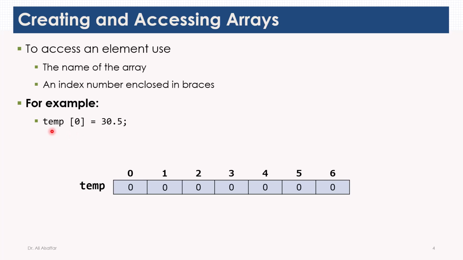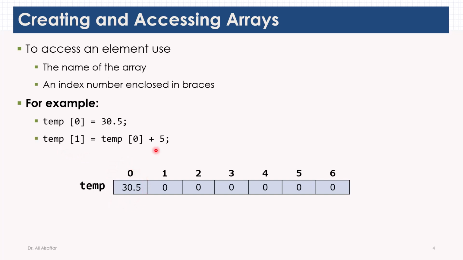When you write the name of the array followed by an index enclosed in square brackets, then the system will treat it as a single ordinary double variable. You can read it, you can assign a value inside it, you can print it, and so on. So here we are in fact assigning the value 30.5 into the variable that is at index 0. So where is the variable inside temp that is at index 0? This is the variable. Its current value is 0, so when we execute this statement, then 30.5 will replace 0.